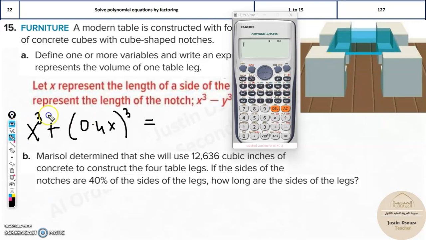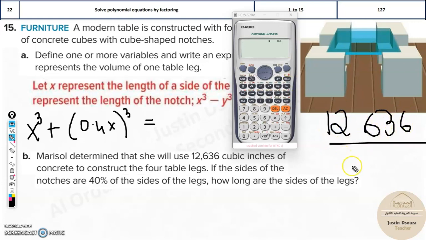How would you find the volume for each leg? 12,636 is for the entire thing, so you must divide this by 4. What is the answer? 12,636 divided by 4 gives you 3159. So 3159 is for each block, and the dimension we are writing is for each block. That is what we are going to do.